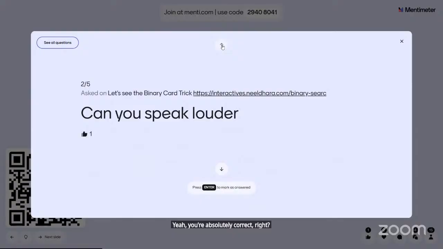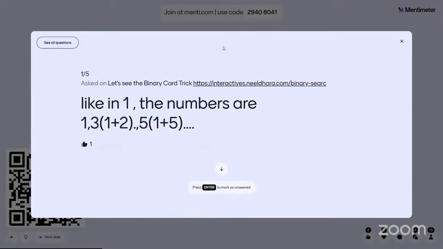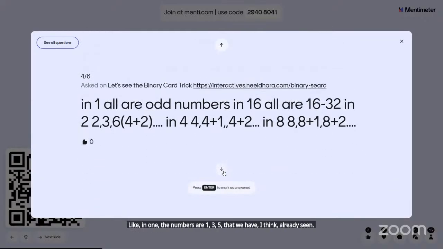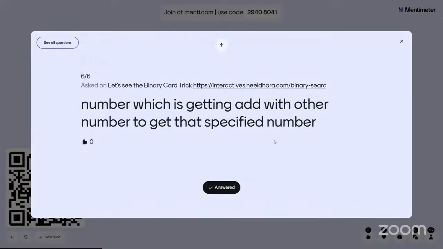Can you speak louder? Okay. Is it fine now? Like in 1, the numbers are 1, 3, 5. That we have, I think, already seen. Fine. Okay. Numbers which are getting added with the number, yeah, that we have seen.